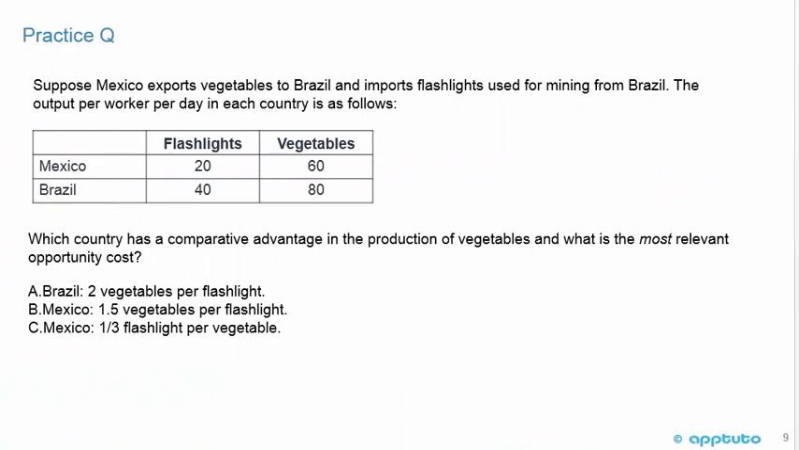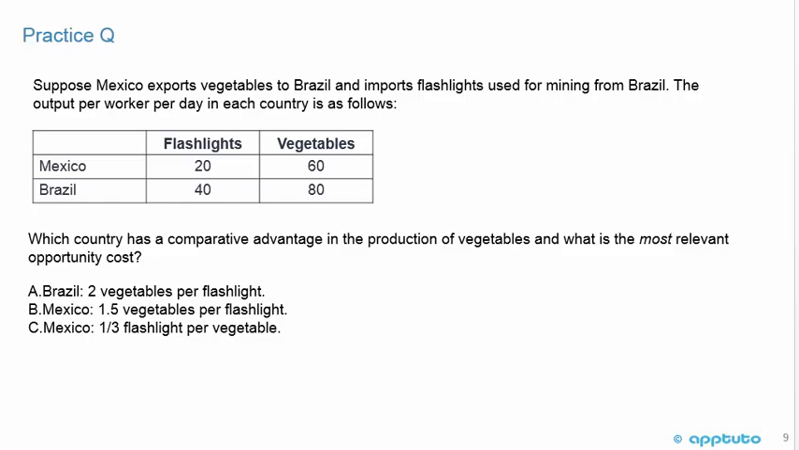Suppose Mexico exports vegetables to Brazil and imports flashlights used for mining from Brazil. The output per worker per day in each country is as follows. So we've got our flashlights and our vegetables. So for Mexico, they produce 20 flashlights per worker per day and 60 vegetables per worker per day. For Brazil, it's 40 flashlights per worker per day and 80 vegetables per worker per day. Which country has a comparative advantage in the production of vegetables, and what is the most relevant opportunity cost?